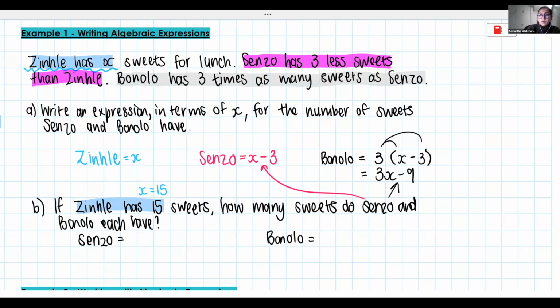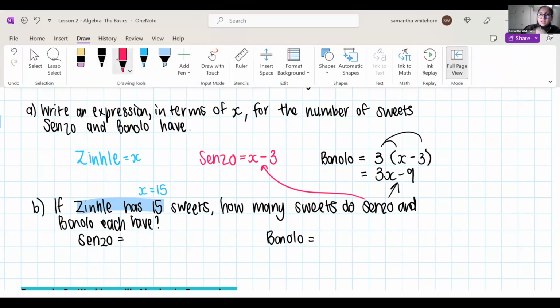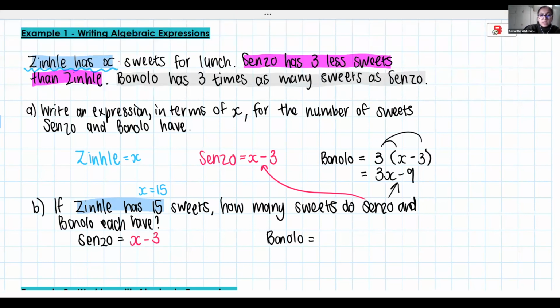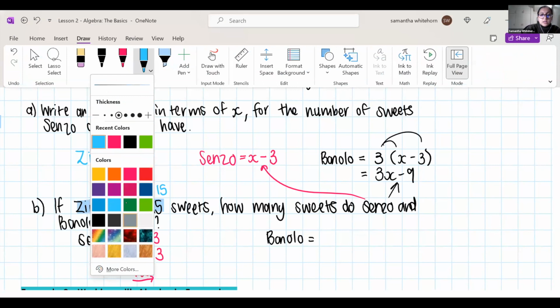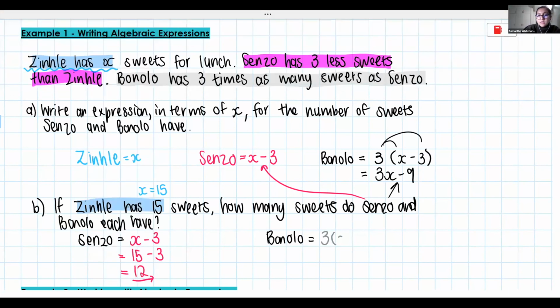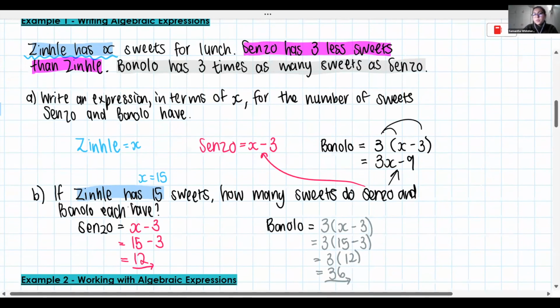Good, grade 8. Okay, so what we need to remember is that if I give you a value for x, you can substitute. So Senzo's expression we know is x minus 3. We now know x was 15, so 15 minus 3, which tells us that Senzo had 12 sweets. If we now move on to Bonolo's number of sweets, again, we know what the expression was, 3 times x minus 3. We know x is 15. We know 15 minus 3 is 12. And then we can go and multiply that. So 3 times 12 gives us 36 sweets for Bonolo.